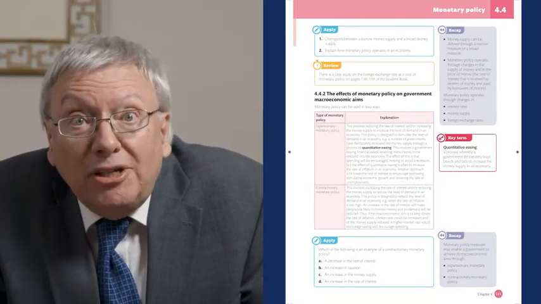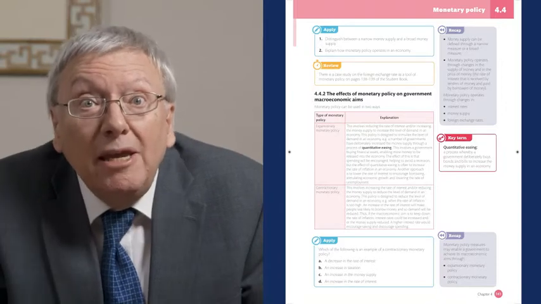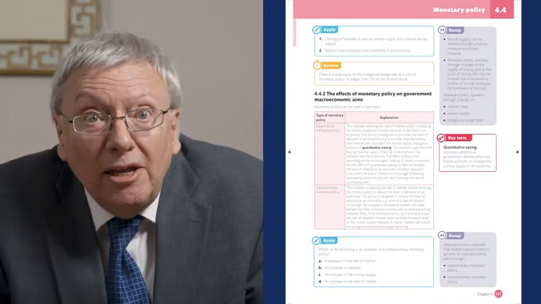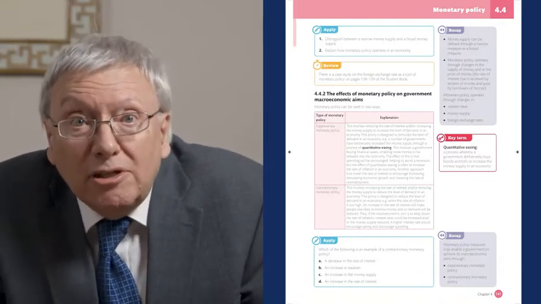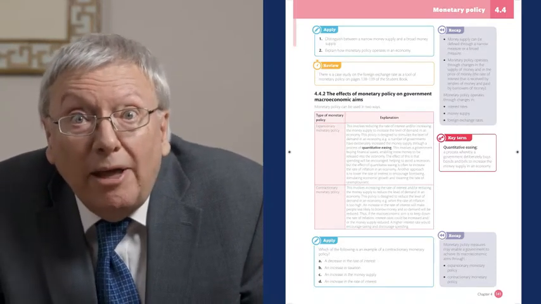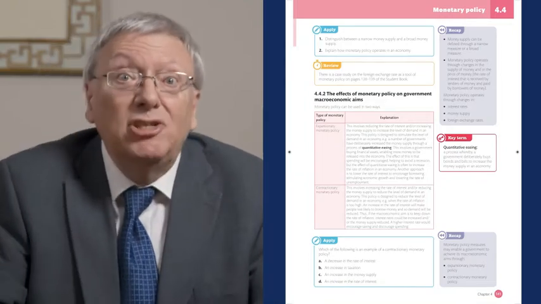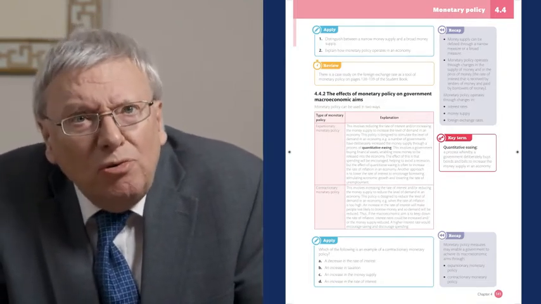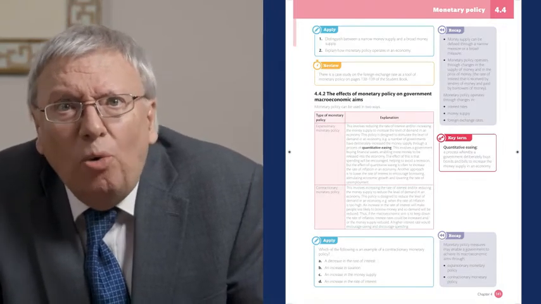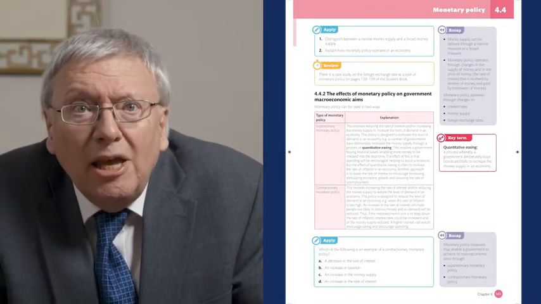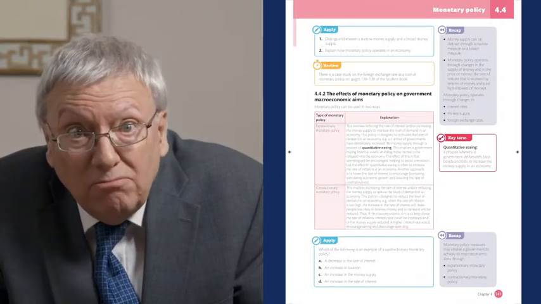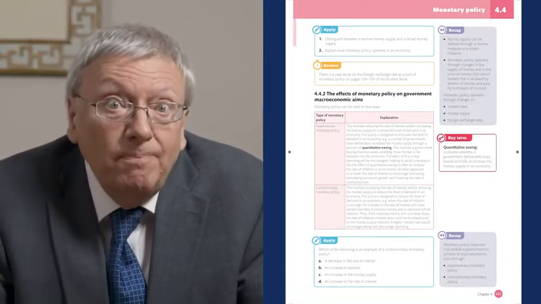A, a decrease in the rate of interest. B, an increase in taxation. C, an increase in the money supply. And D, an increase in the rate of interest. By the way, the answer is D, an increase in the rate of interest. Some students might have thought that B could also have been a possible answer, but an increase in taxation is an example of fiscal policy, not monetary policy.